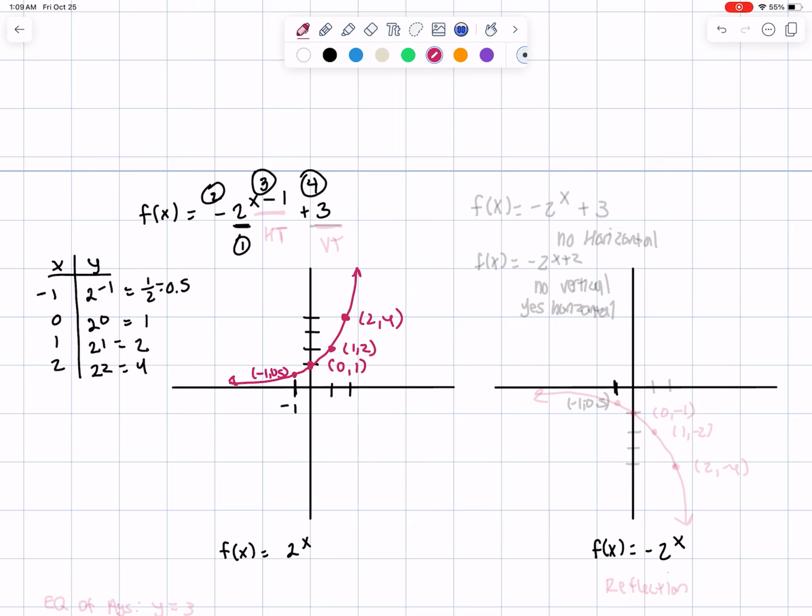So now it's -1, -0.5. Actually, I'm going to move that up a little bit because it's not really halfway. And then we have now 0, -1. And then 1, -2. And then the last one is 2, -4. So all we did is just flip it.